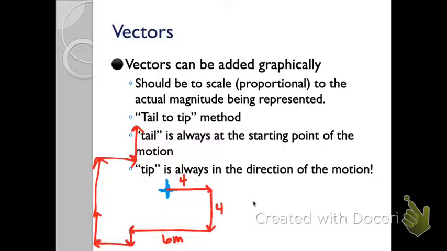And then if I wanted to find out how far I am from where I started, I would just take a vector and start from the origin to the tip of my last vector. That purple vector right here gives me my displacement. The red ones added together give me my distance, but that purple vector gives me what's called the displacement. Does that make sense, how that works? All right, tail to tip is super important.